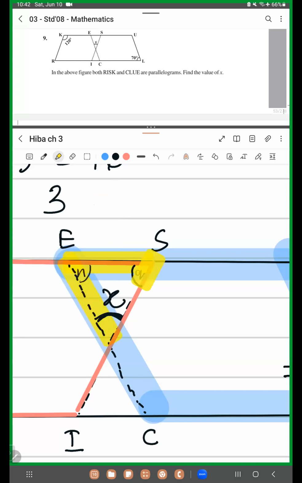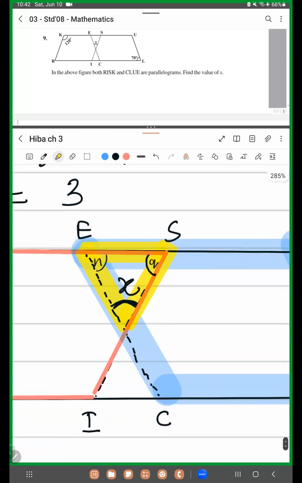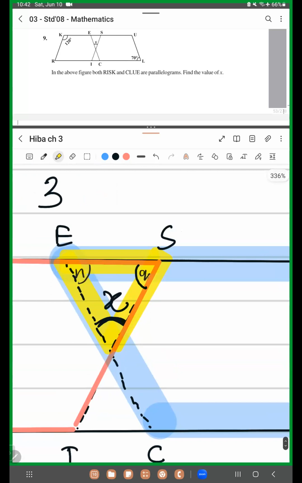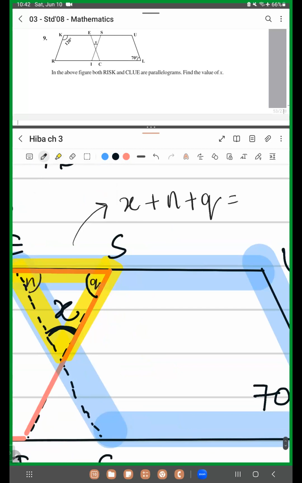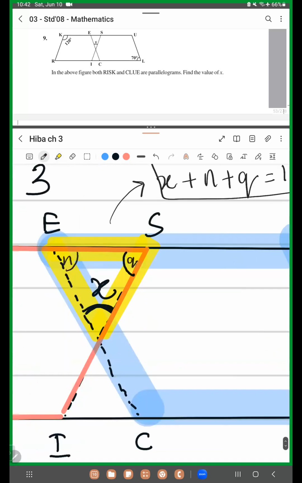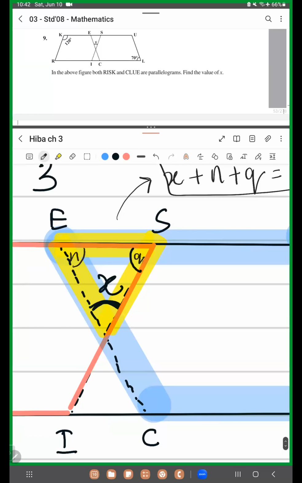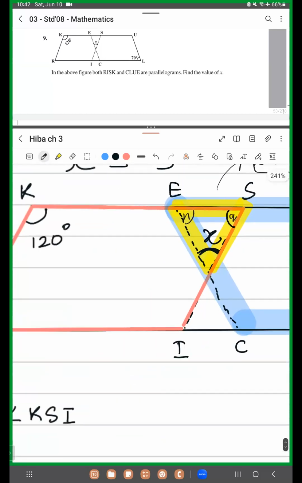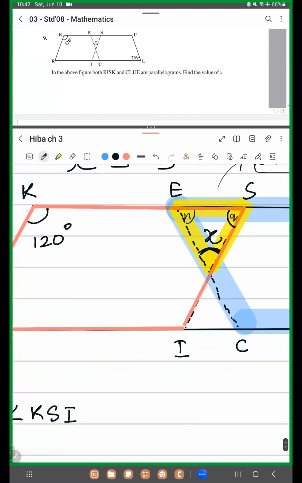This yellow triangle. Okay. Now we can find X by angle sum property, which means X plus N plus Q will be equal to 180 degrees. Remember. Now, N and Q are very easy to find. Why? Because Q is an angle in this pink parallelogram.